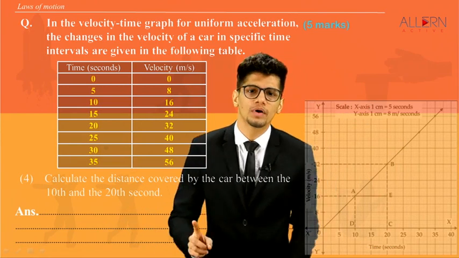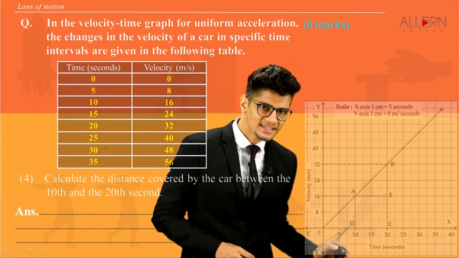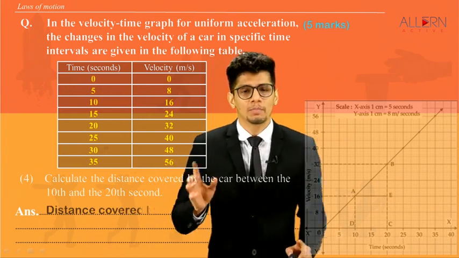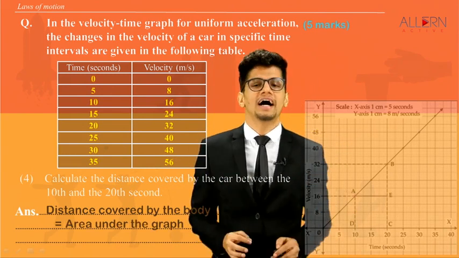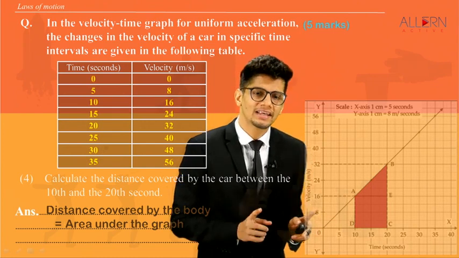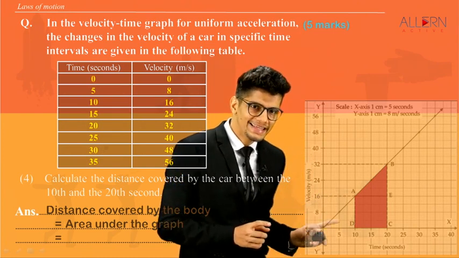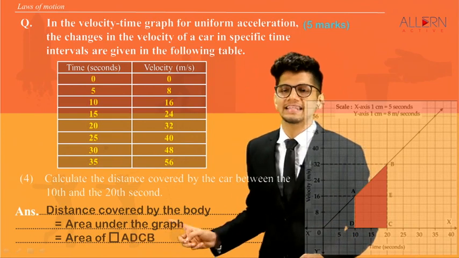Calculate the distance covered by the car between the 10th and the 20th second. So this is the 10th and the 20th second. But we know that the distance covered by the body is nothing but the area under the graph. So here we can see that this is the area under the graph, that is quadrilateral A, D, C and B. So we write area of quadrilateral A, D, C, B.